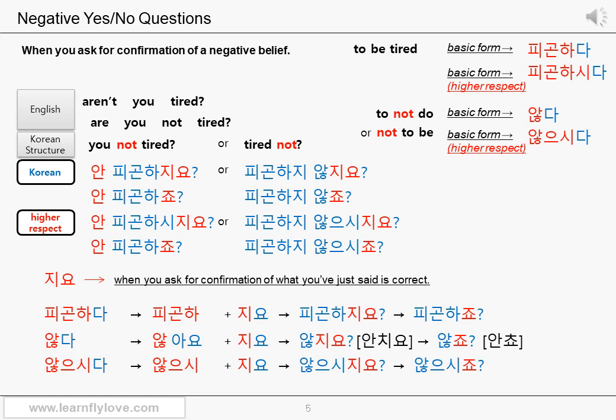피곤하지요. 안 피곤하지요. It sounds like, you must not be tired, are you? Or, I know you are not tired, right? Sounds like asking for confirmation of what I've just said is correct, okay? This time, we can shorten this 지요 part to one letter. Let's combine the sound of 지 and 요 and make it one letter.